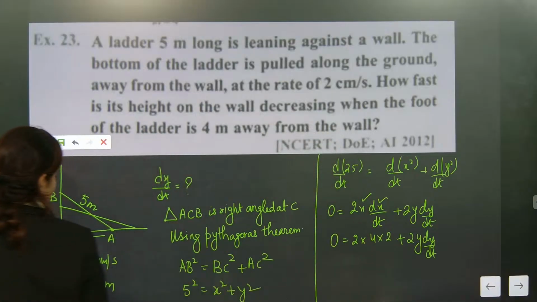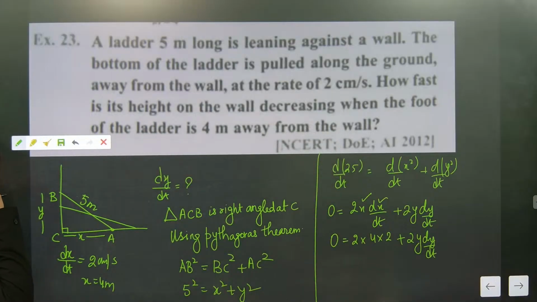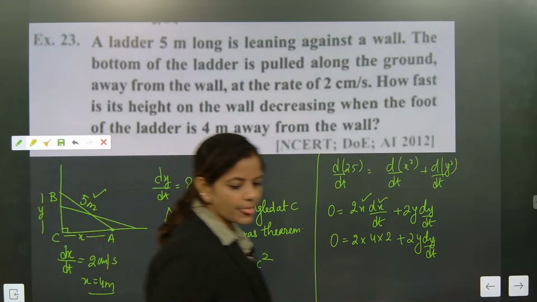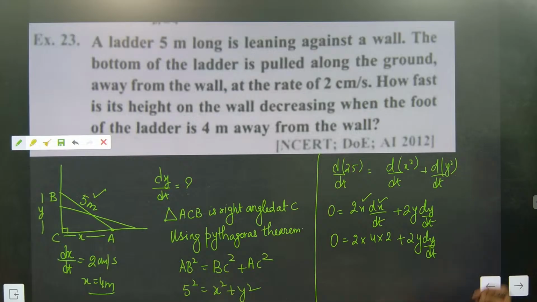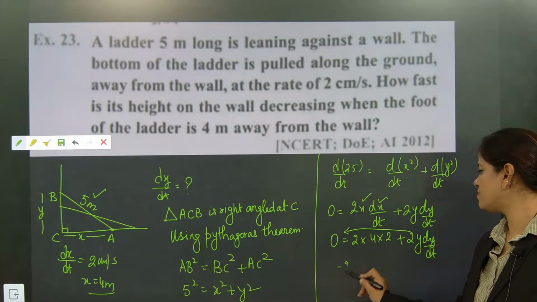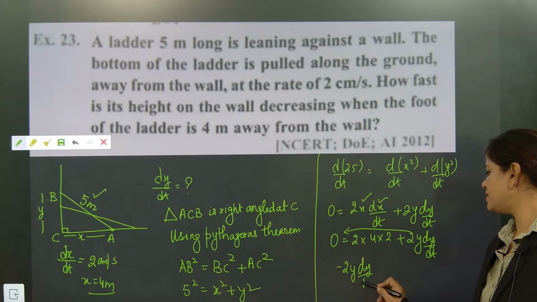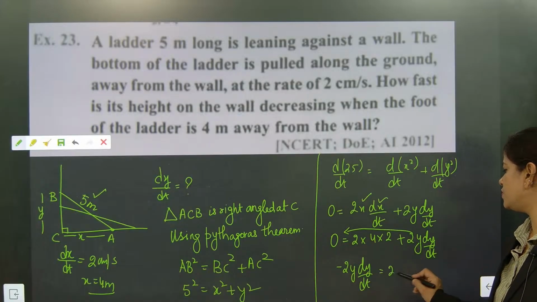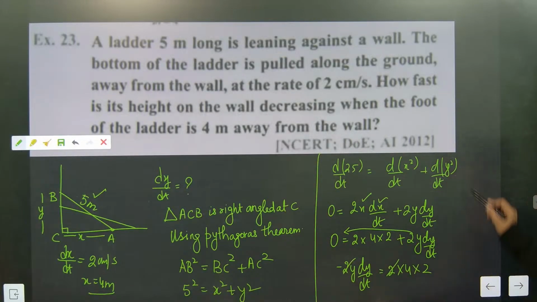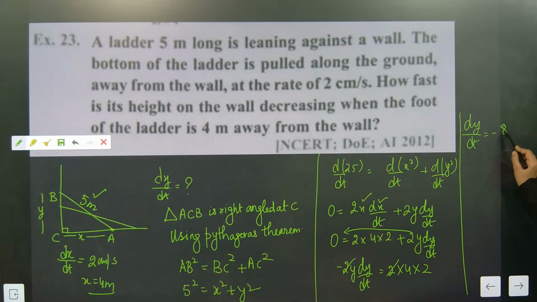Now look here, beta. This question: when x is equal to 4, y is equal to 5, because the length will not change. When x is 4, one work we have to do. If you shift this to this side, it becomes minus 2y dy by dt is equal to 2 into 4 into 2. So this and this will get cancelled. So dy by dt is equal to minus 8 by y. Understood? Minus 8 by y.